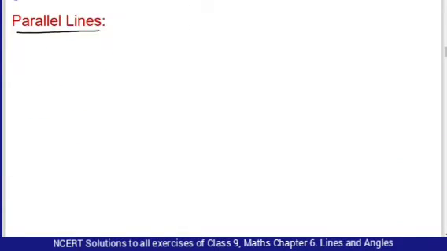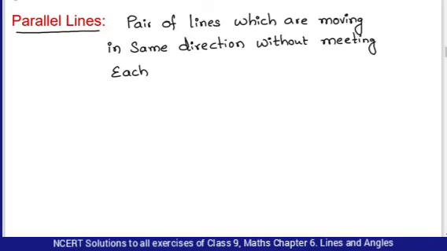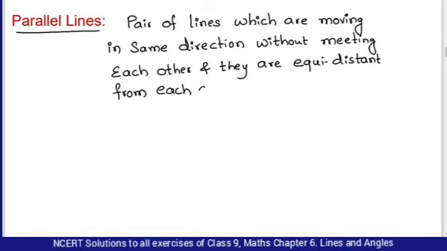What are parallel lines? Parallel lines are the pair of lines which are moving in same direction without meeting each other and they are equidistant from each other.